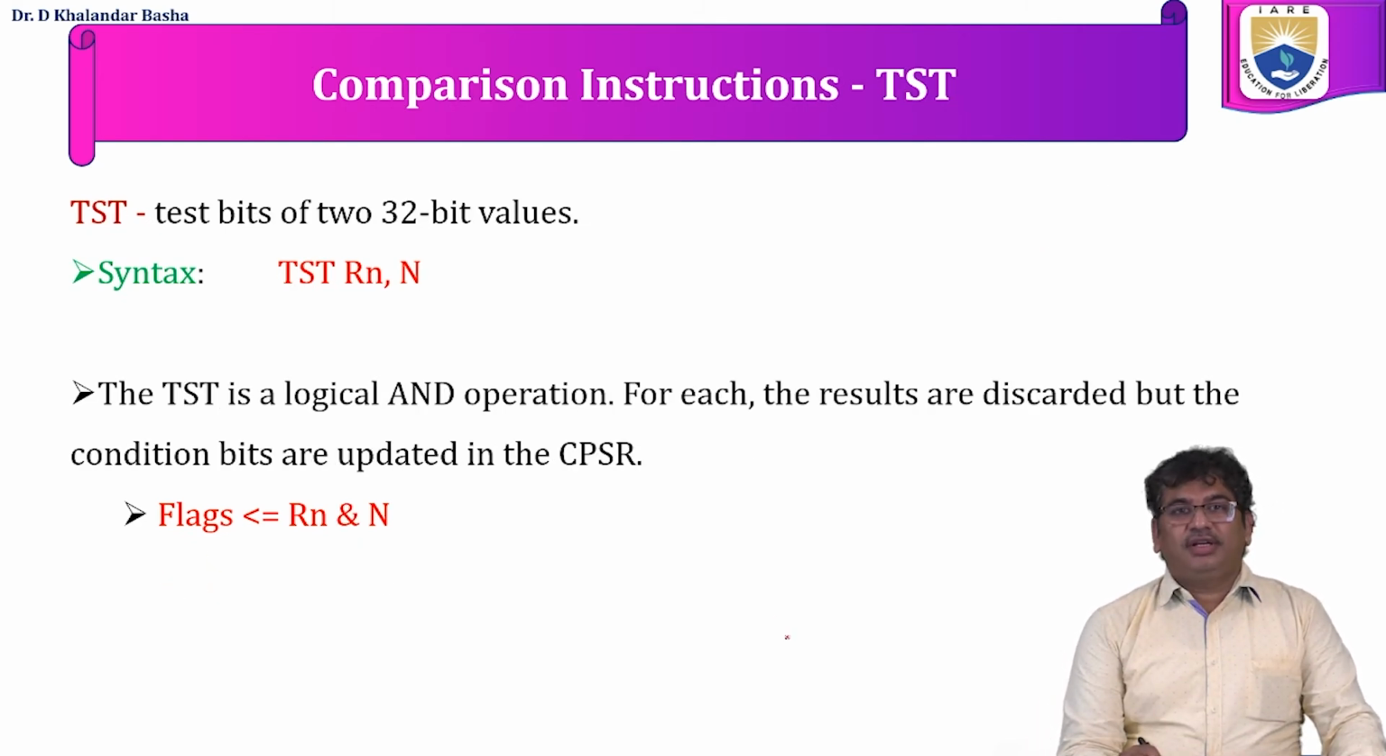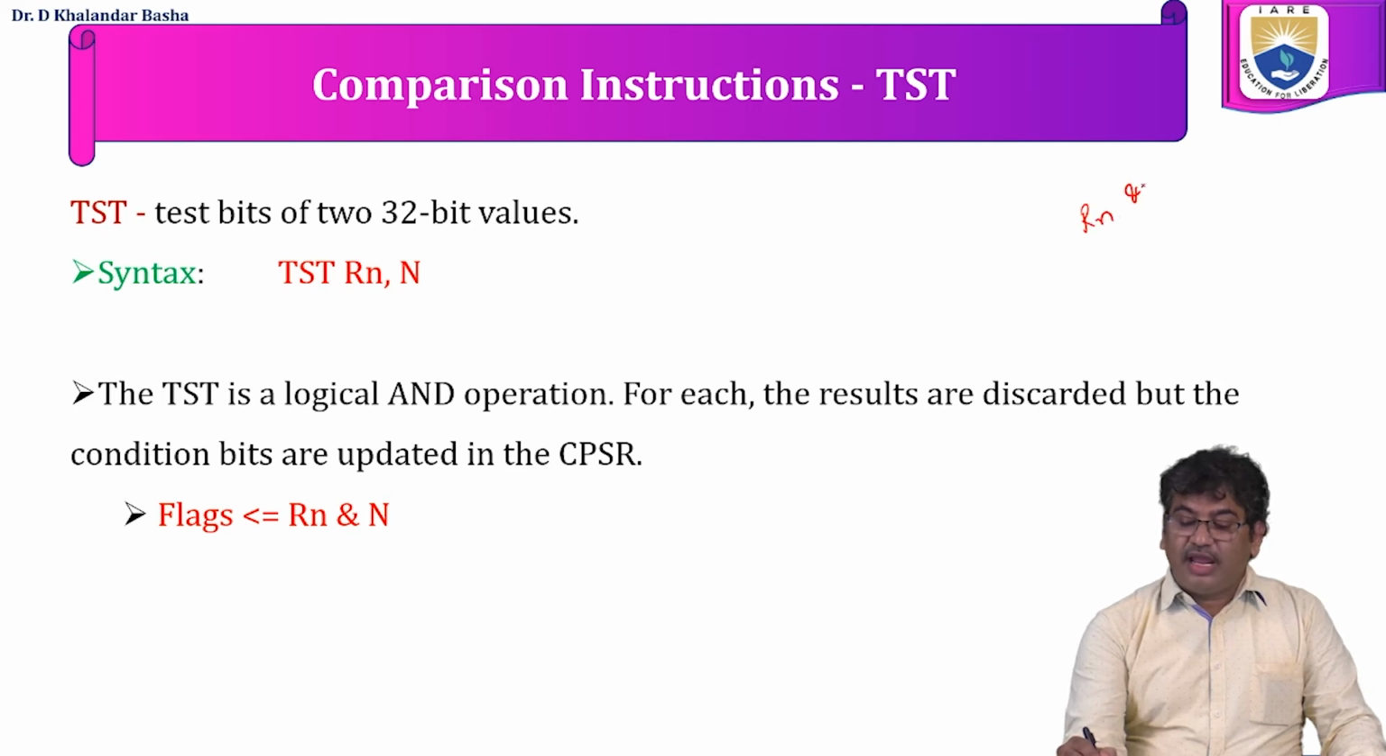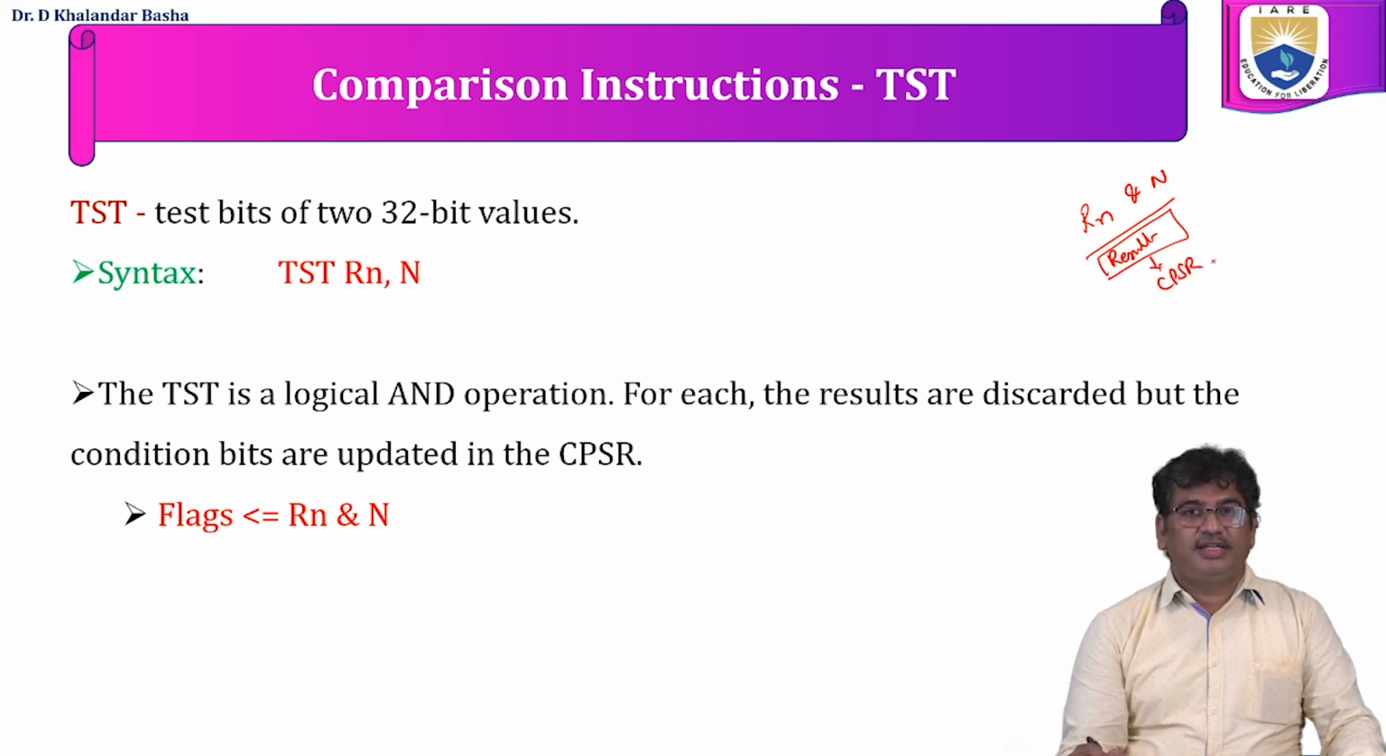The next instruction under comparison is TST, which is for test bit of two 32-bit values. The syntax of the instruction is TST Rn, N. This instruction will perform the logical AND bit by bit between the register contents Rn and N. Based upon the result which is obtained after this AND, this will update the flags in the CPSR register.